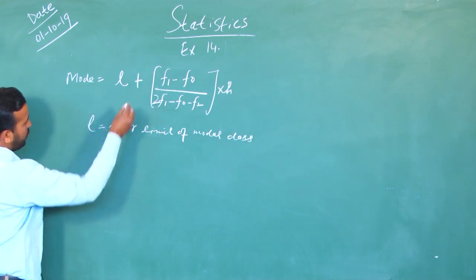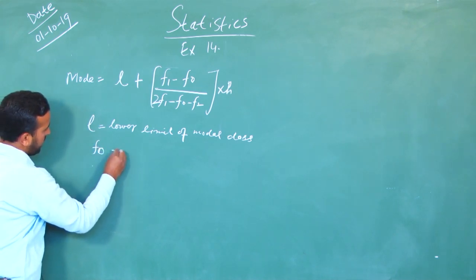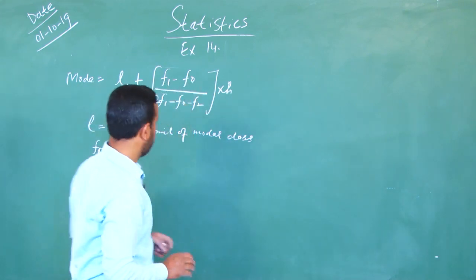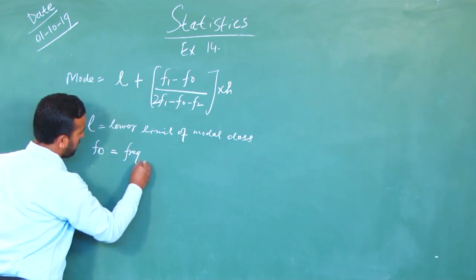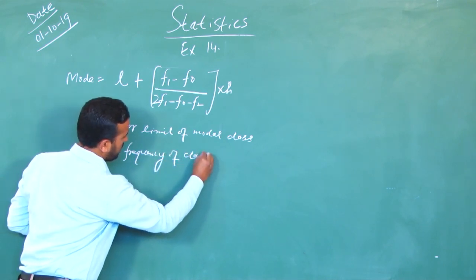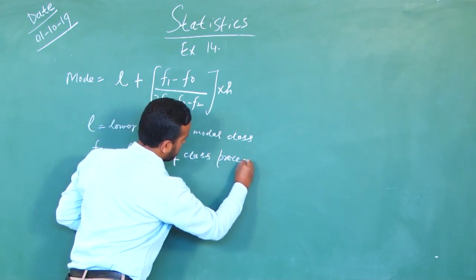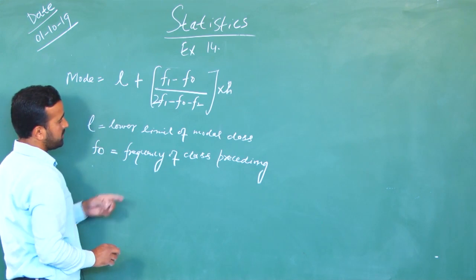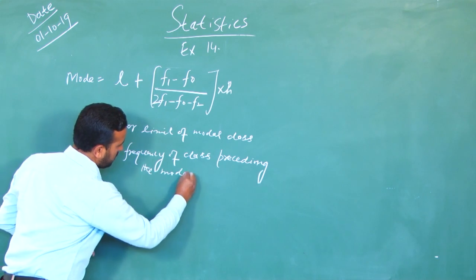Similarly, let us see what F0 is. F0 is the frequency of the class preceding the modal class, that is, which comes before the modal class. We have to take the frequency of that class. Frequency of the class preceding the modal class.